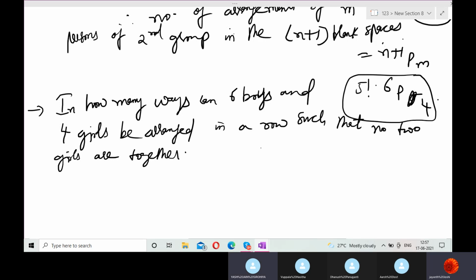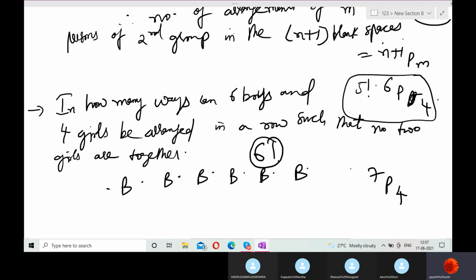Sir, 6 boys can arrange themselves in how many ways? 6 factorial. 1, 2, 3, 4, 5, 6 boys. 1, 2, 3, 4, 5, 6, 7. 7 blank spaces. So 7P. How many girls are there? 4 girls. Okay. And the boys can arrange themselves in how many ways? 6 factorial ways. So 6 factorial into 7P4. All of you make a note of this.